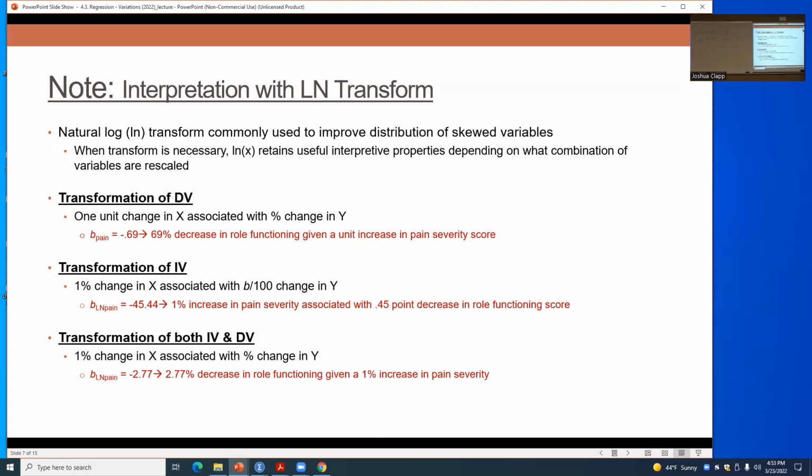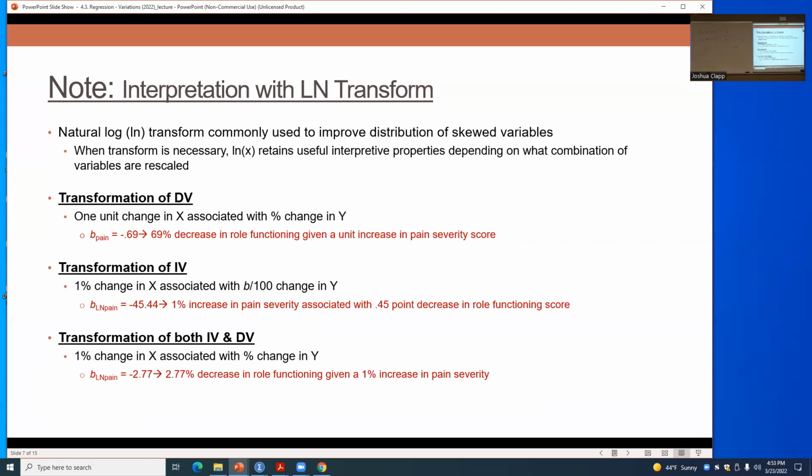Now I'm just talking about a 1 unit change in X associated with percent change in Y. So if I had log transformed pain and my outcome, and the coefficient is negative 2.77, I would say a 2.77% decrease in role functioning is expected given a 1% increase in pain.